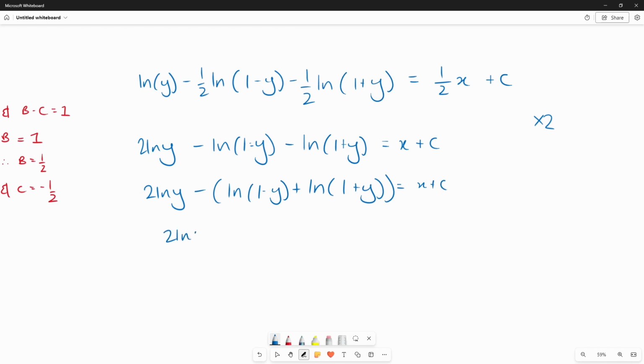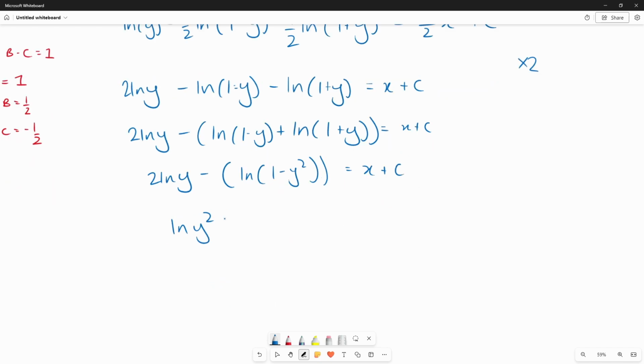So now we get 2 ln y minus, when we have two logs added to each other, we can just multiply them and we'll get ln(1 minus y squared), because remember it's just the difference of two squares, equals x plus c. 2 ln y we can rewrite as ln y squared, and we're subtracting ln(1 minus y squared), so we can just write y squared over 1 minus y squared, because when you subtract natural logs or any logs, you just divide what's inside the brackets, equals x plus c.